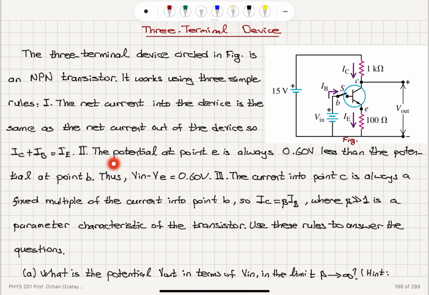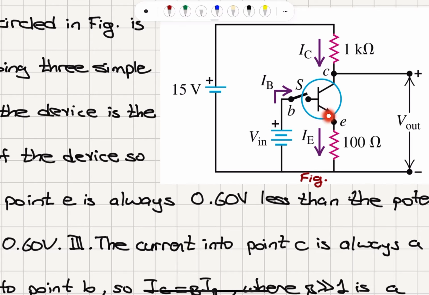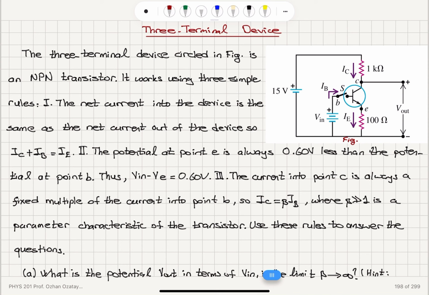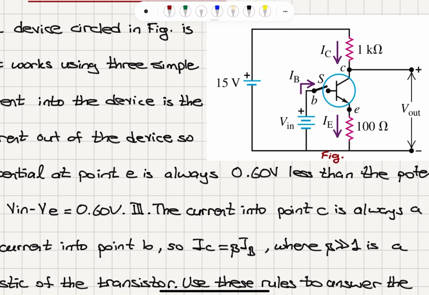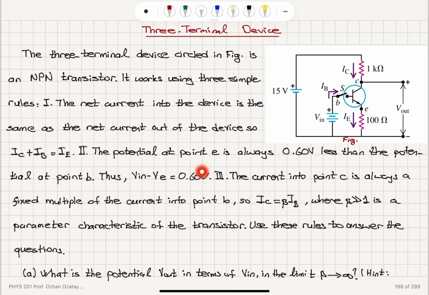Number two, the potential at point E is always 0.6 volts less than the potential at point B. So there is a voltage drop between B and E, 0.6 volts. Thus, if the switch is connected, V in is the voltage at point B, and V in minus VE is 0.6 volts.